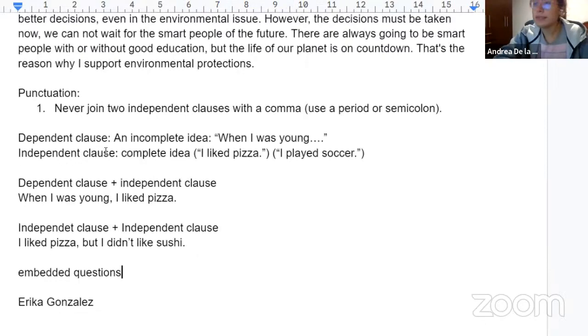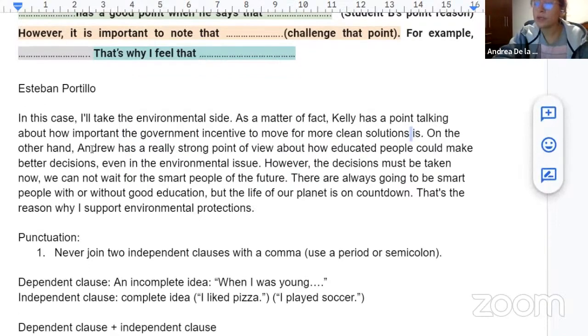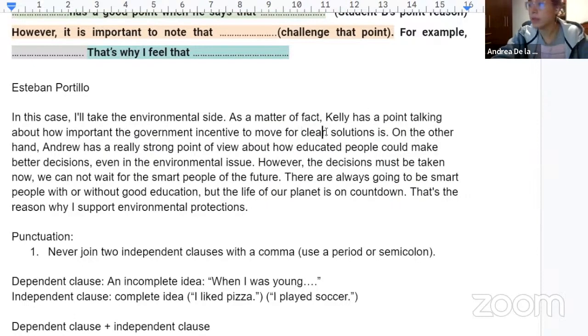Remember that this is a sentence that you're writing. So in a sentence, the subject always comes before the verb. If your verb is "is," then first you need the subject, then you need the verb. So Kelly has a point talking about how important the government incentive to move for cleaner solutions is. Careful with your comparatives. Now, on the other hand, Andrew has a really strong point too, a really strong point of view about how educated people could make better decisions, even in regards to the environmental issue.